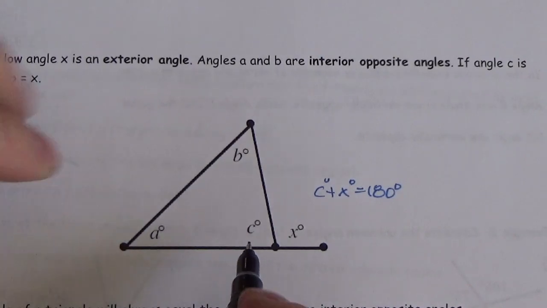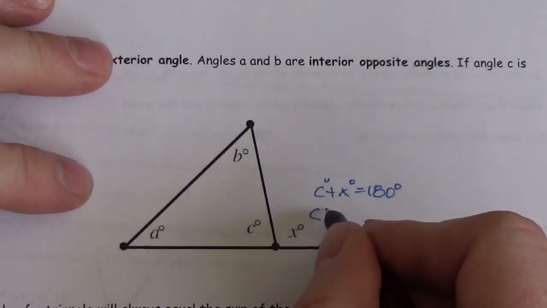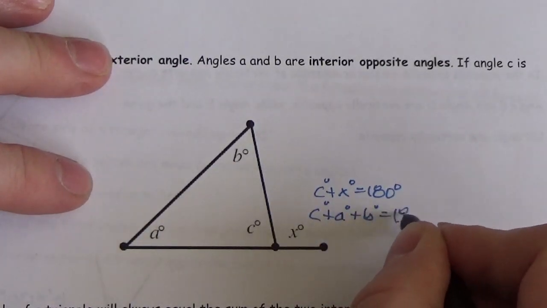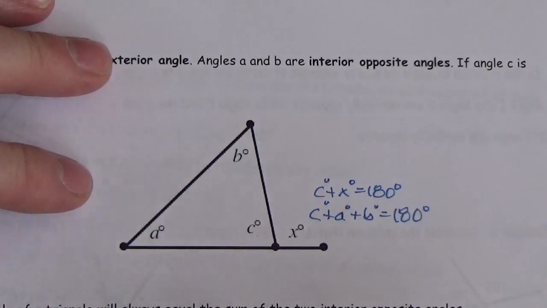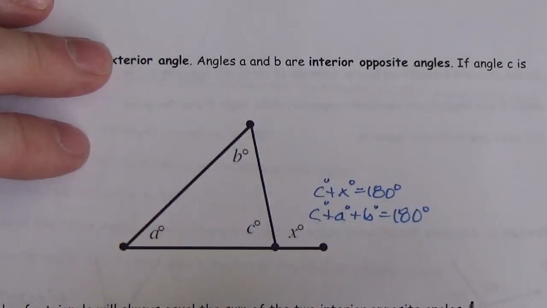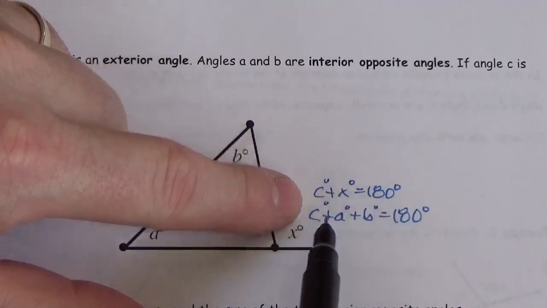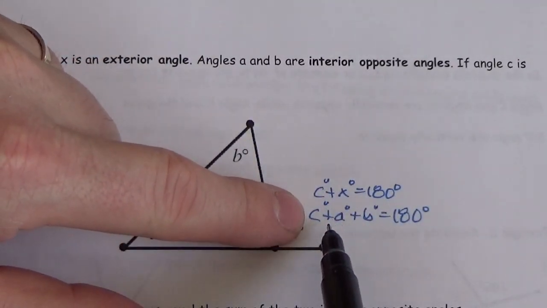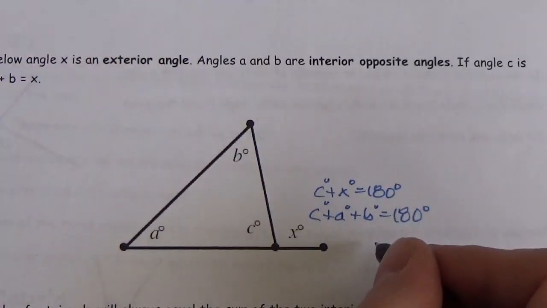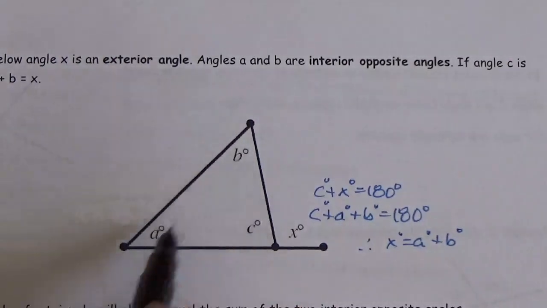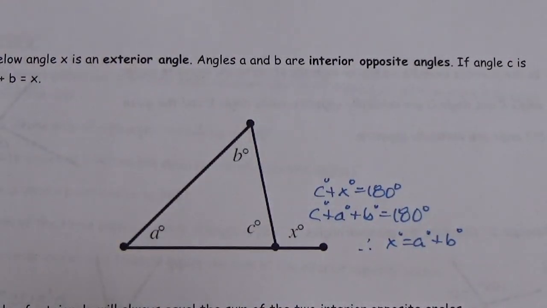But I also know that C plus A plus B is also equal to 180 degrees, because those are the three angles inside a triangle. Which means if C plus X is 180 and C plus A plus B is 180, I know that X must be the same as the sum of these two angles here. I hope that makes sense.